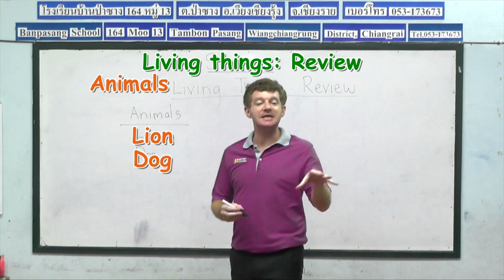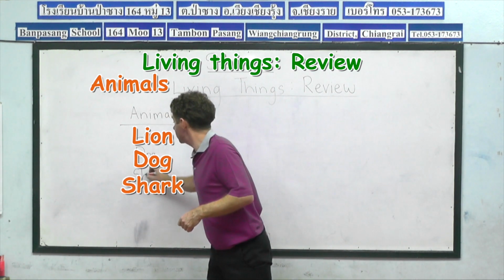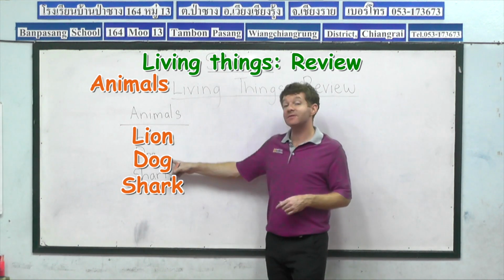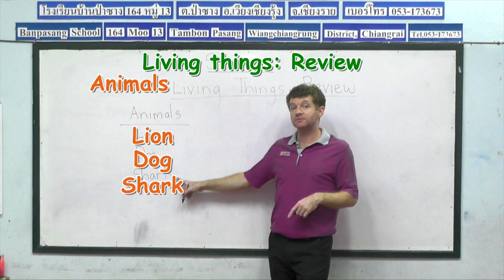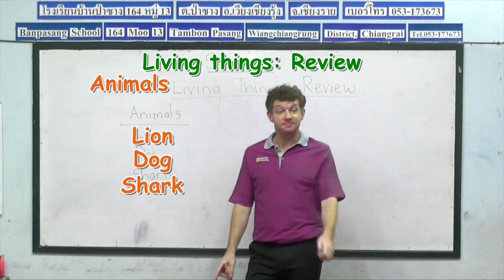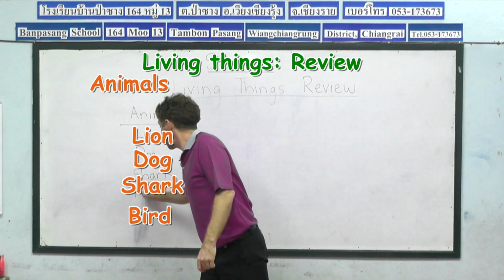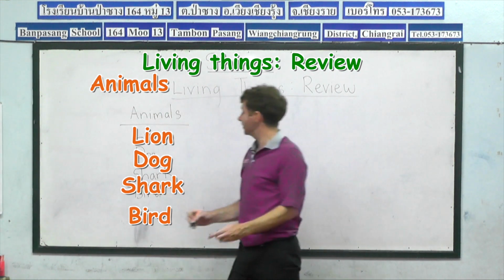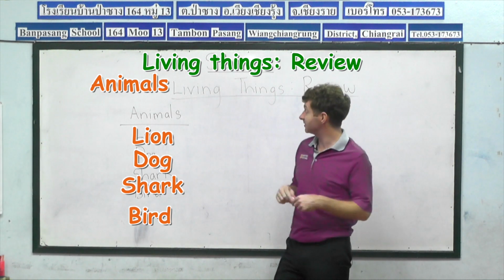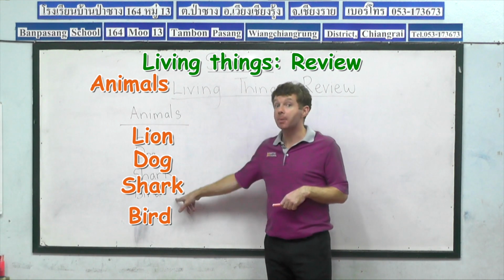Now how about in the sea? Let's think about a sea animal. A shark. Okay. S-H-A-R-K. So we've got some land animals, we've got sea animals, and how about in the air? How about the type? Birds, yes. Birds are the types of animals that can fly. B-I-R-D. So we've got some good examples of animals that we've learned about previously. Lion. Dog. Shark. And bird.